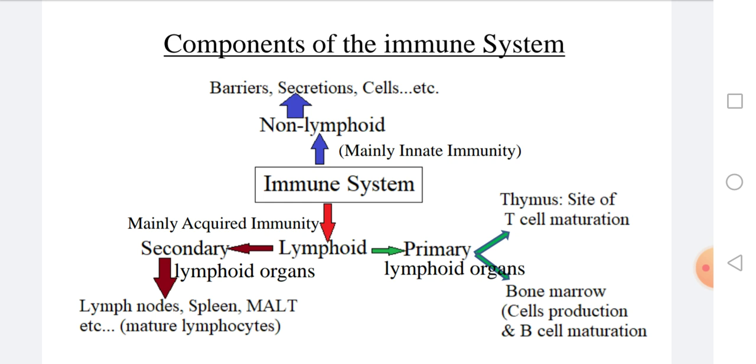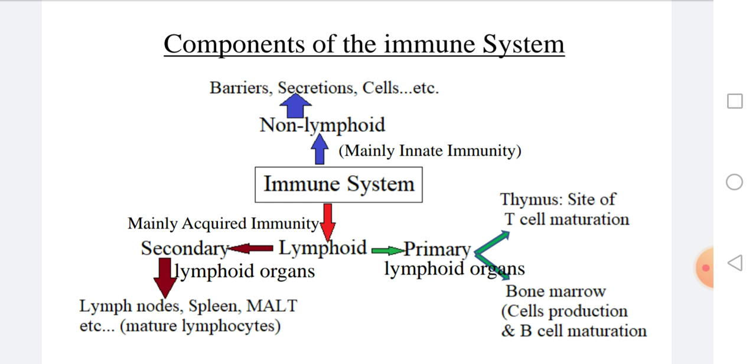The primary lymphoid organs are the thymus, which is the site of the T cell maturation. As you know, the thymus is a retrosternal gland. Bone marrow, this is a site of blood cells production and B cell maturation. When you find here the word cell, by the word cell, we mean lymphocyte. So we can say T lymphocyte or B lymphocyte.